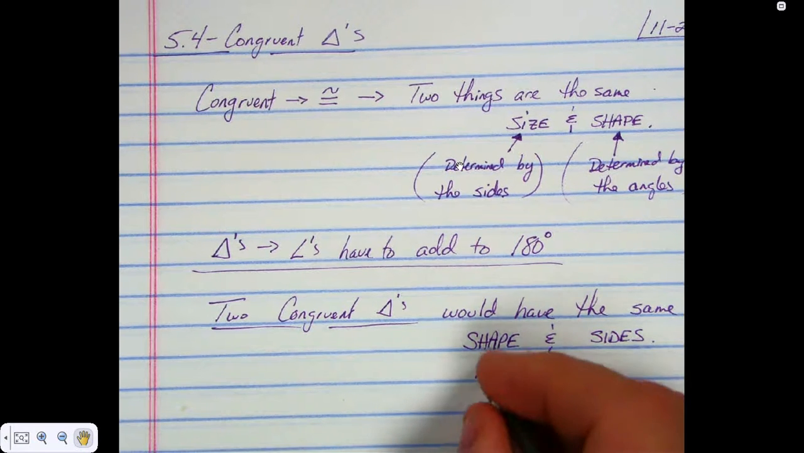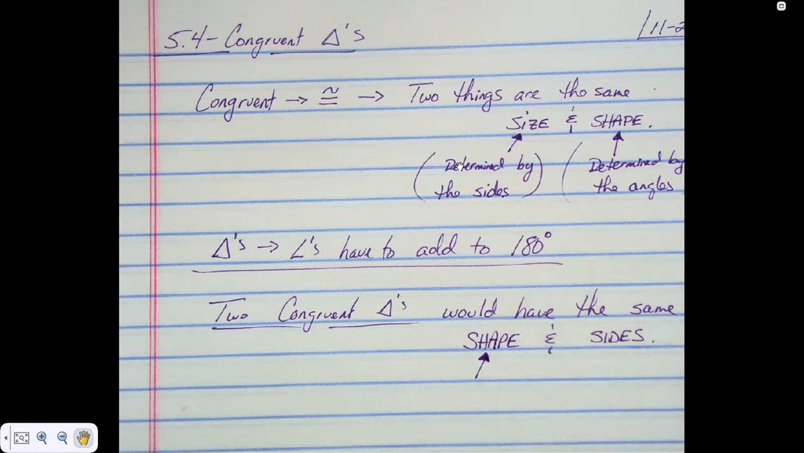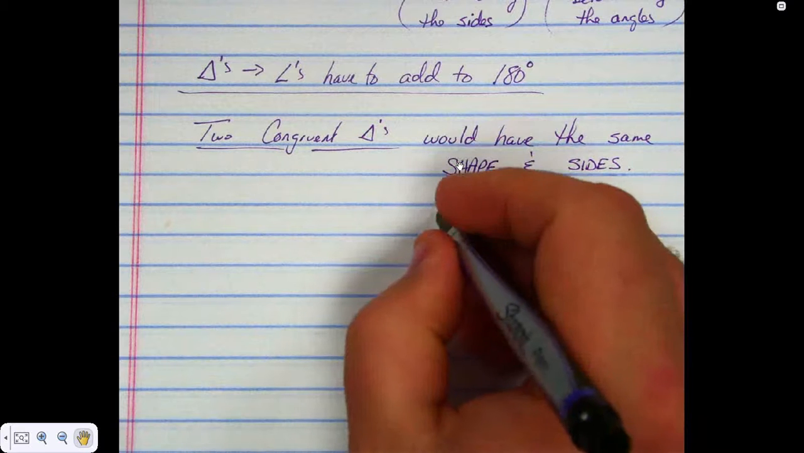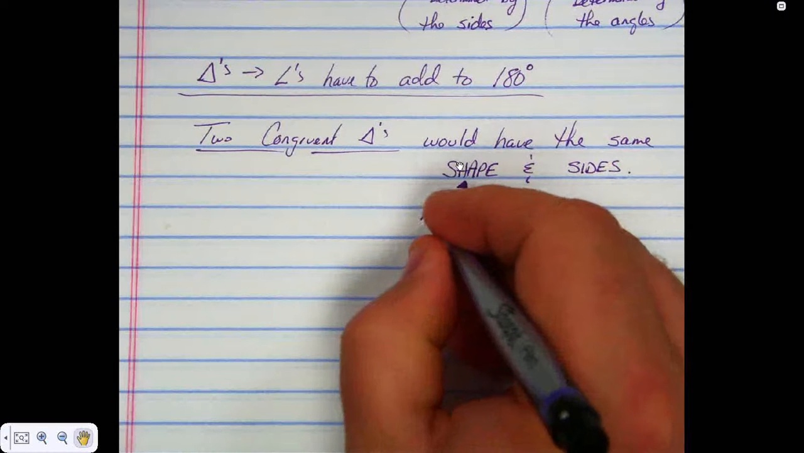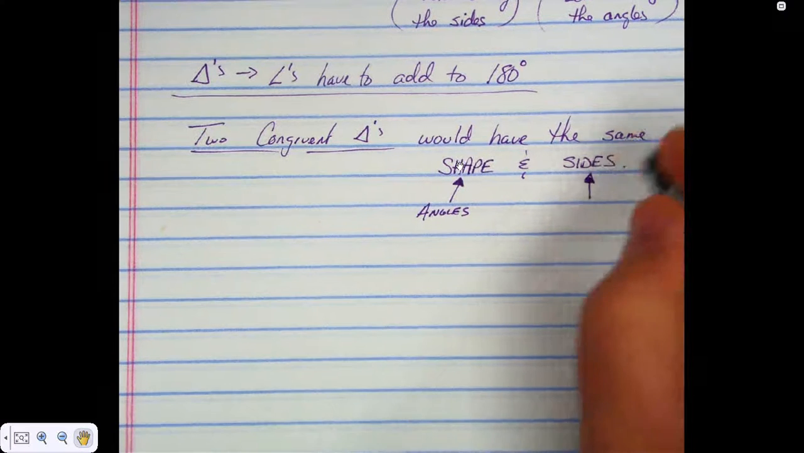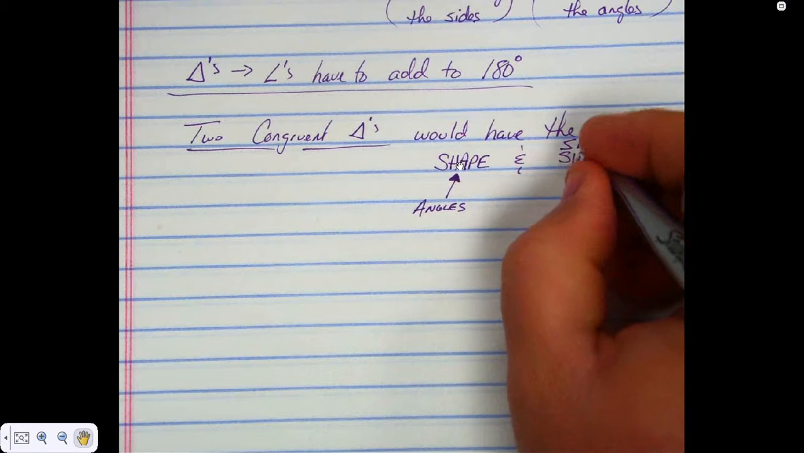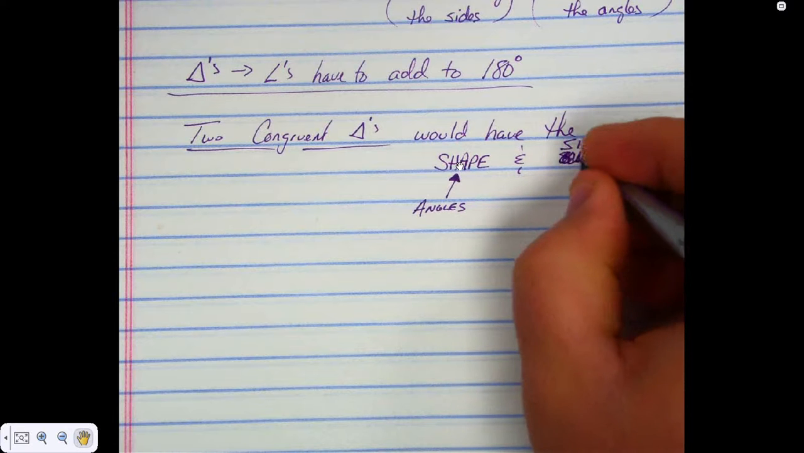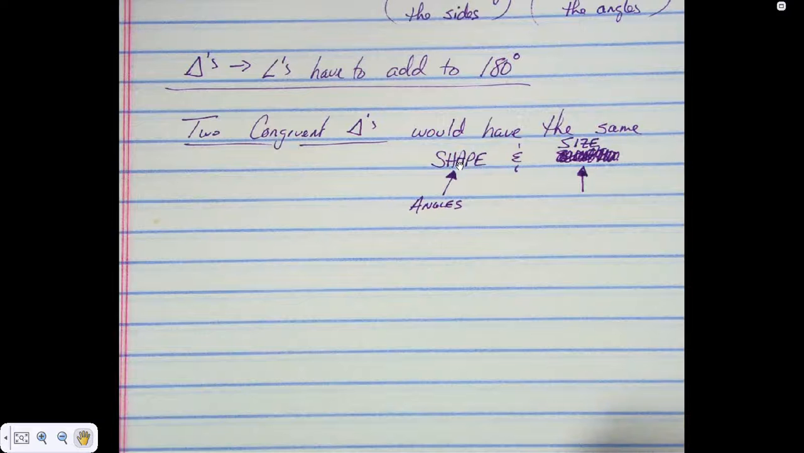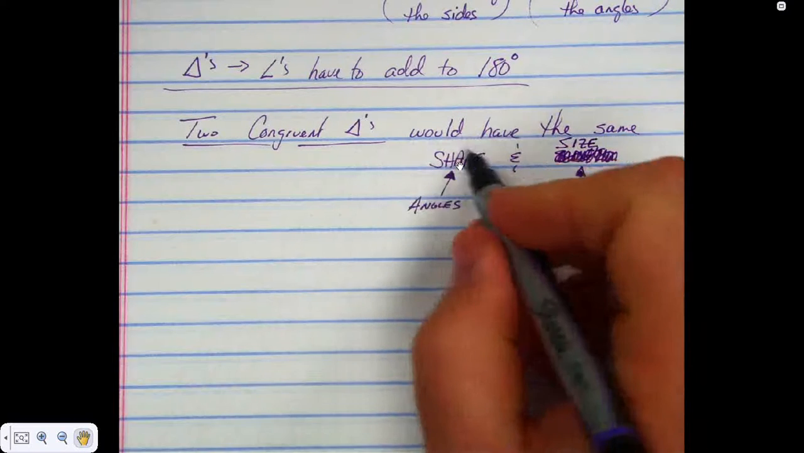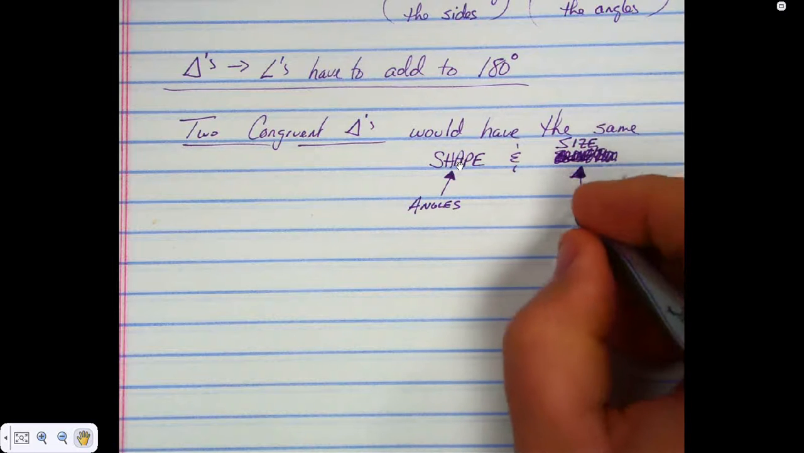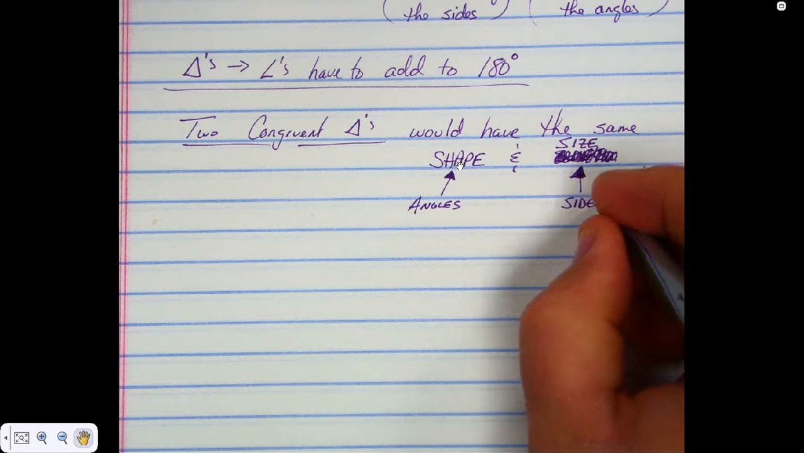So what could I put instead of the word shape? Figure. What determines the shape? Oh, I said shape and sides. I meant to say shape and what? Size. I just messed up my lead into it, didn't I? I said the answer before I wrote the problem, didn't I? So, congruent triangles have the same shape and size. What determines the size? Sides.